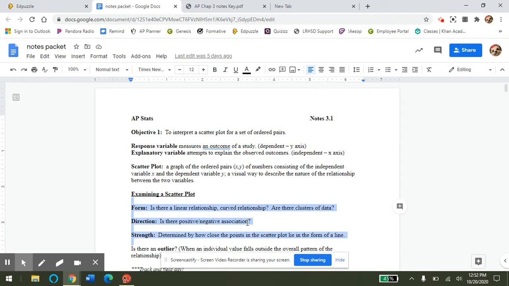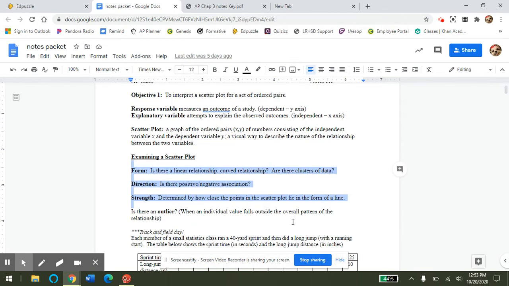And then strength. How close are they together in the form of a line or in the form of a curve? If they're really strongly related, they're going to be really tight knit. Whereas if it's a weak pattern, it's going to kind of look like pepperoni on a pizza. You want your pepperoni all spread out all over the place. You don't want one line of pepperoni going right down the middle of the pizza and no pepperoni anywhere else. So a weak relationship would be like good pepperoni on a pizza where it's just evenly sprinkled all over the place.